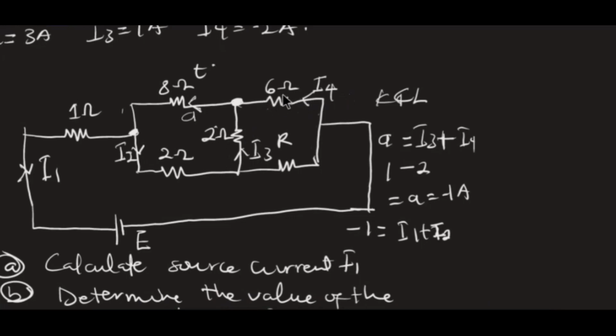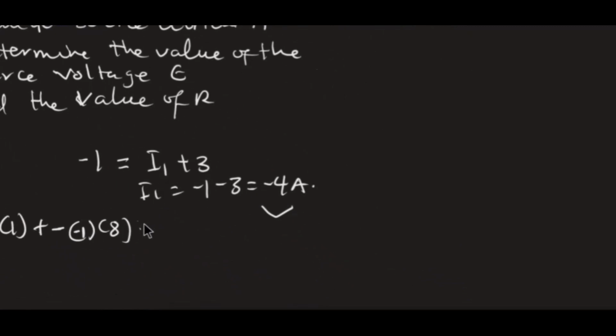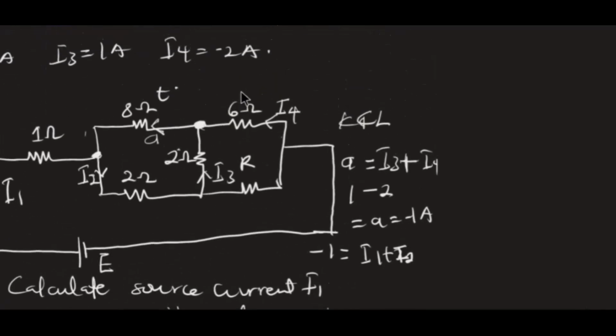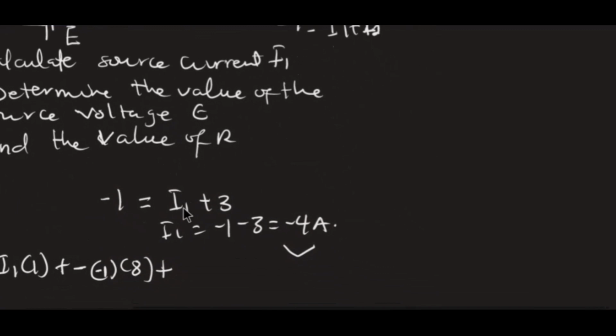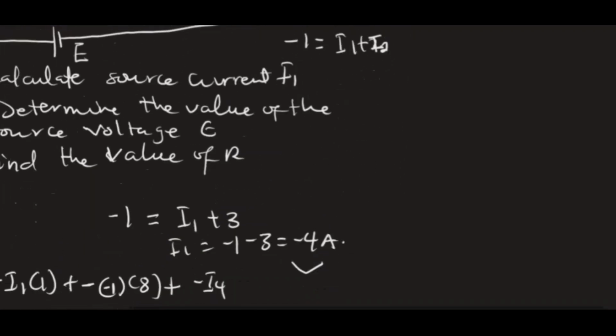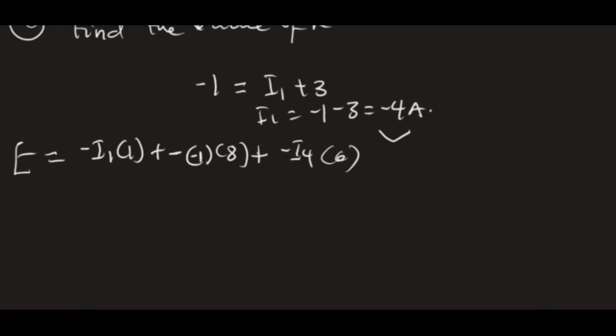I4 multiplying I6, and it is opposite to the direction of I4. So I'm going to get minus or plus. Let's make it plus. Then the direction of what's I4? I4 is negative what? 2 amperes. So plus negative I4 multiplying what? 6 ohm, and that is all. So negative I4 multiplying what? 6, and this gives me my E.